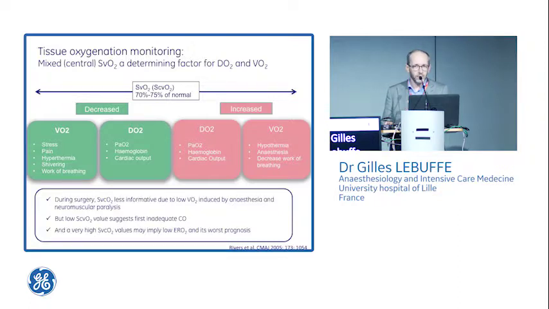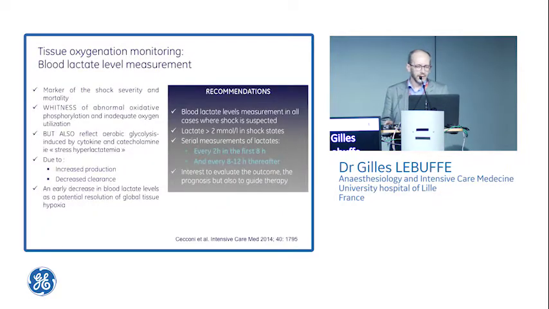But if your patient has a low ScvO2 during the intraoperative procedure, you can say that this is an inadequate cardiac output. And so you have to optimize this cardiac output. Conversely, a very high ScvO2 is associated with a low oxygen extraction, and this is associated with a worse prognosis for the patient. And so we have to be careful with this information. In case of a high ScvO2, you have to measure lactate, because it's a witness of abnormal oxidative phosphorylation and inadequate oxygen utilization.